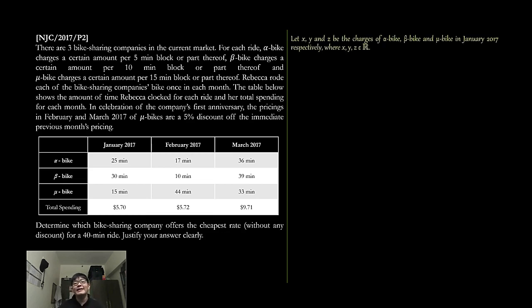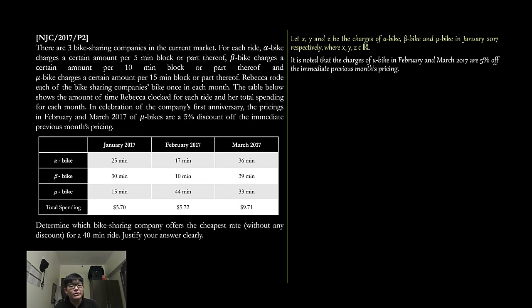So when I define it, I will say let X, Y, Z be the charges of Alpha Bike, Beta Bike, and Mu Bike in the month of January respectively, where X, Y, Z themselves are real values. Now I will give myself a note, by saying that Mu Bike charges 5% off in the month of February, and then another 5% off in the month of March. And I can then go about writing my linear system of equations.